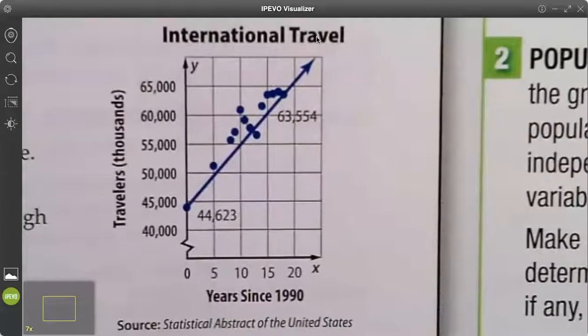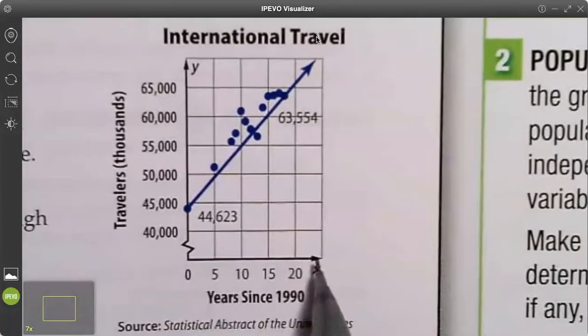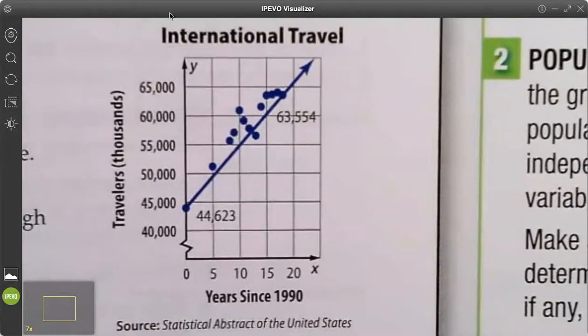Here's another positive correlation. To explain it, we would say, as years go on, the amount of travelers increases. And again, that makes perfect sense.